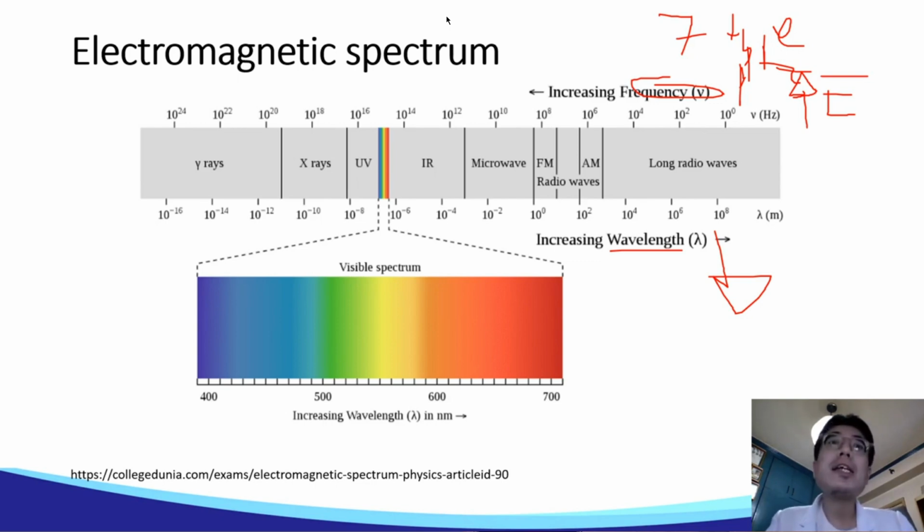Which is why we can see in this diagram that gamma rays over here and X-rays in the left-hand most side belong to the higher end of the electromagnetic spectrum. Radio waves, on the other hand, because they have lower frequency but higher wavelength, belong to the lower energy part of the spectrum.